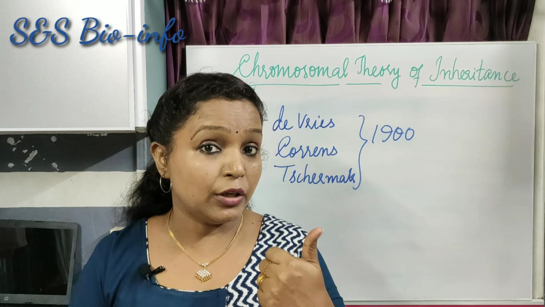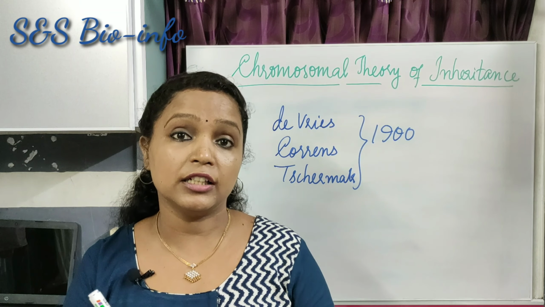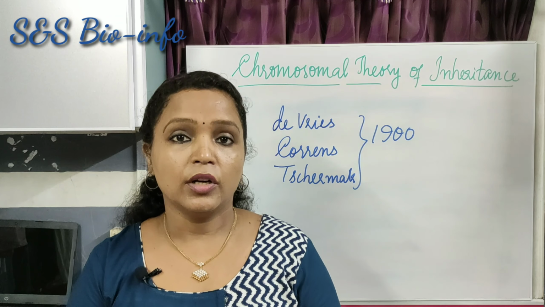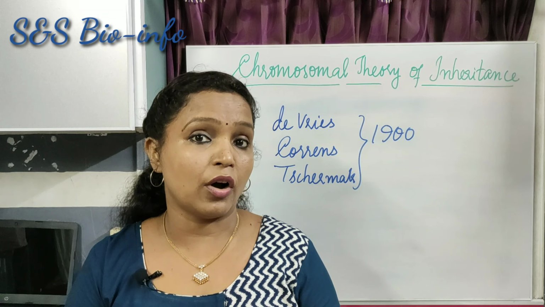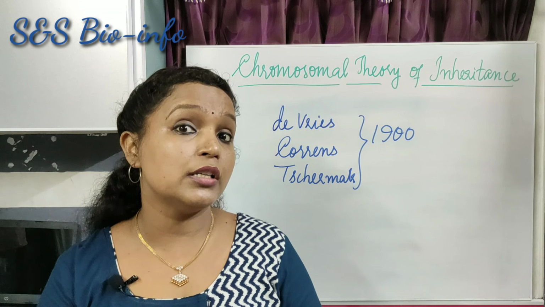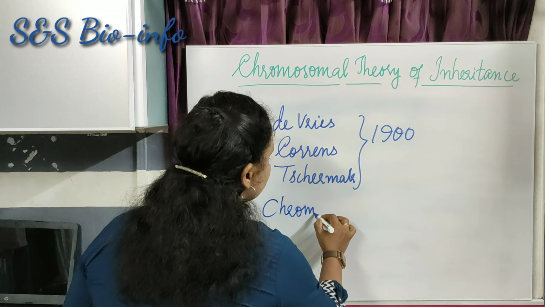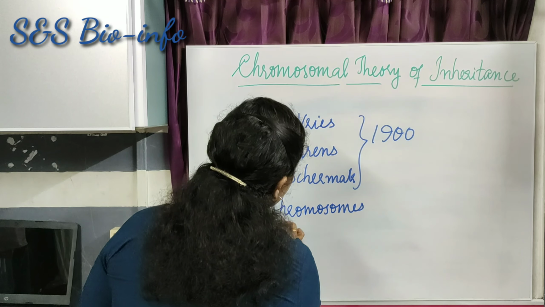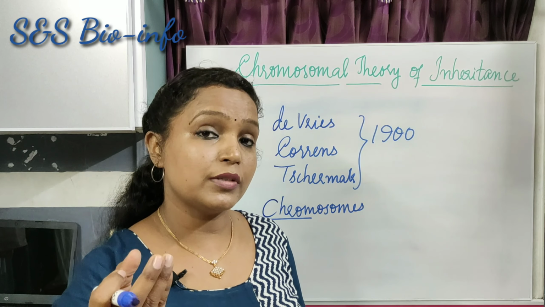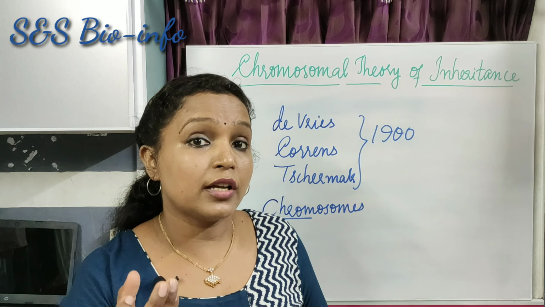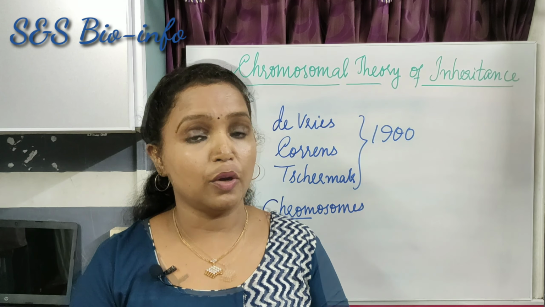Then later, due to the advancement in microscopy, scientists could observe the movement of colored bodies during cell division. Those colored bodies were visible by proper application of stains. Those colored bodies were known as chromosomes. Chroma means colored, soma means body, chromosomes means colored bodies. They could observe the movement of chromosomes during mitosis and meiosis.